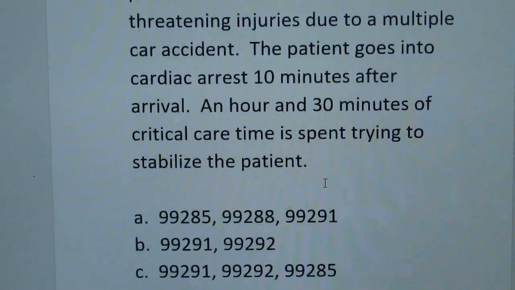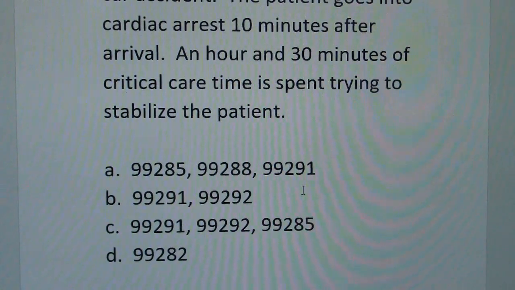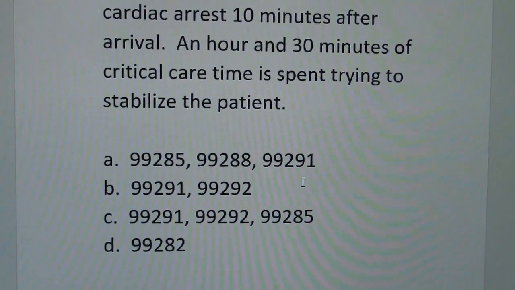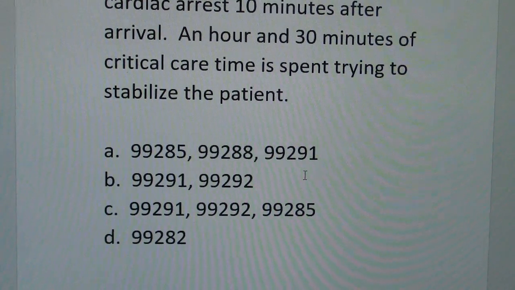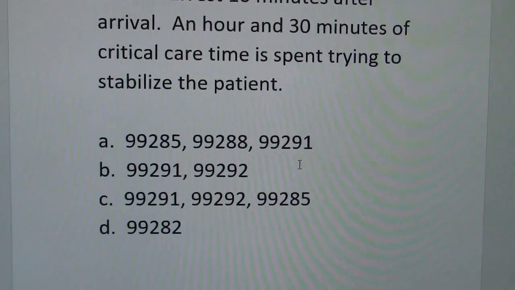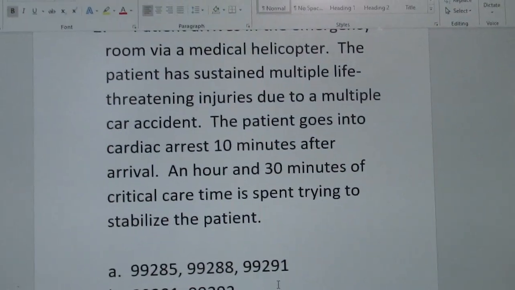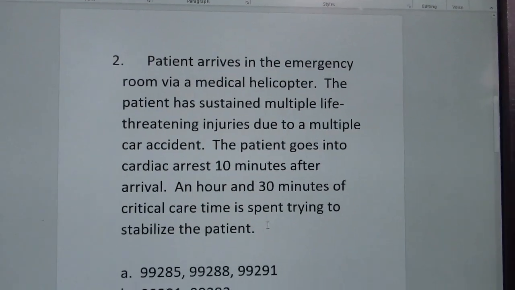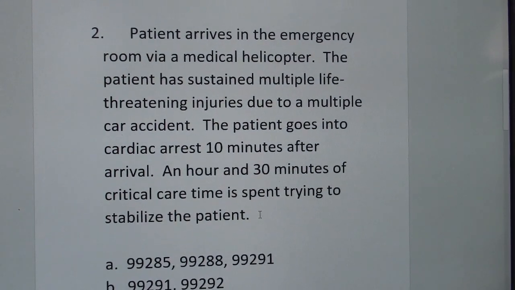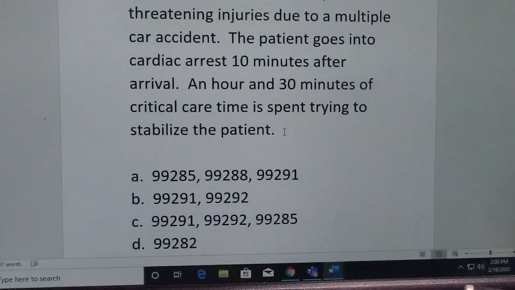Your multiple choice options are 99285, 99288, and 99291 is A. 99291 and 99292 is B. 99291, 99292, and 99285 is C, or 99282 only for D. Okay. Let me pause that question so you guys can view the question and your choices.